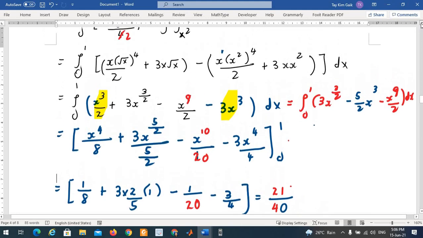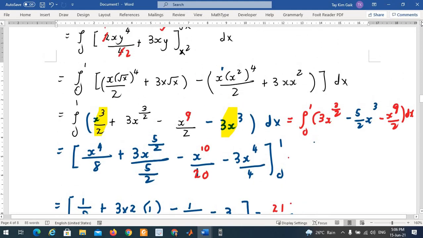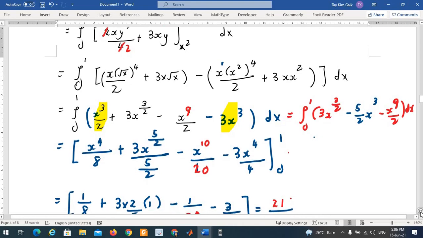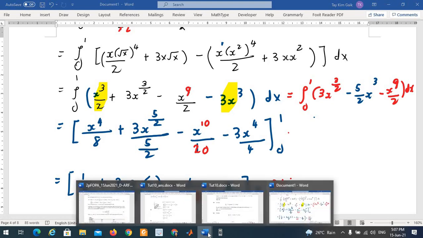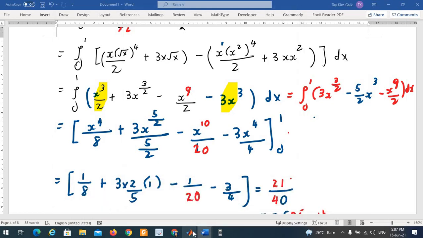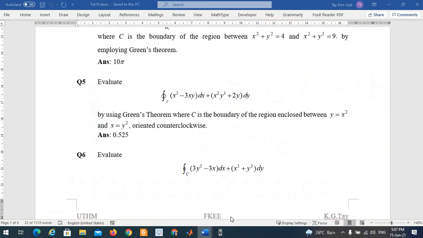The mistake just now was here, this term. So any questions here? This is Green's theorem. No questions, maybe. Let's see. Less is the same thing.